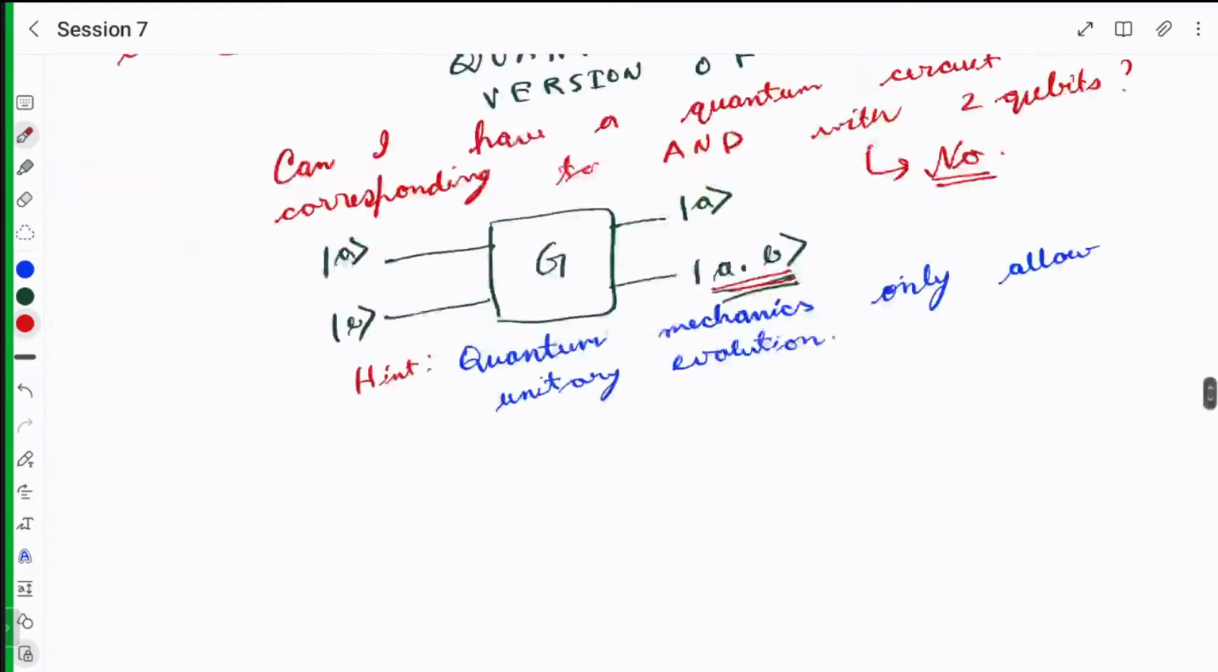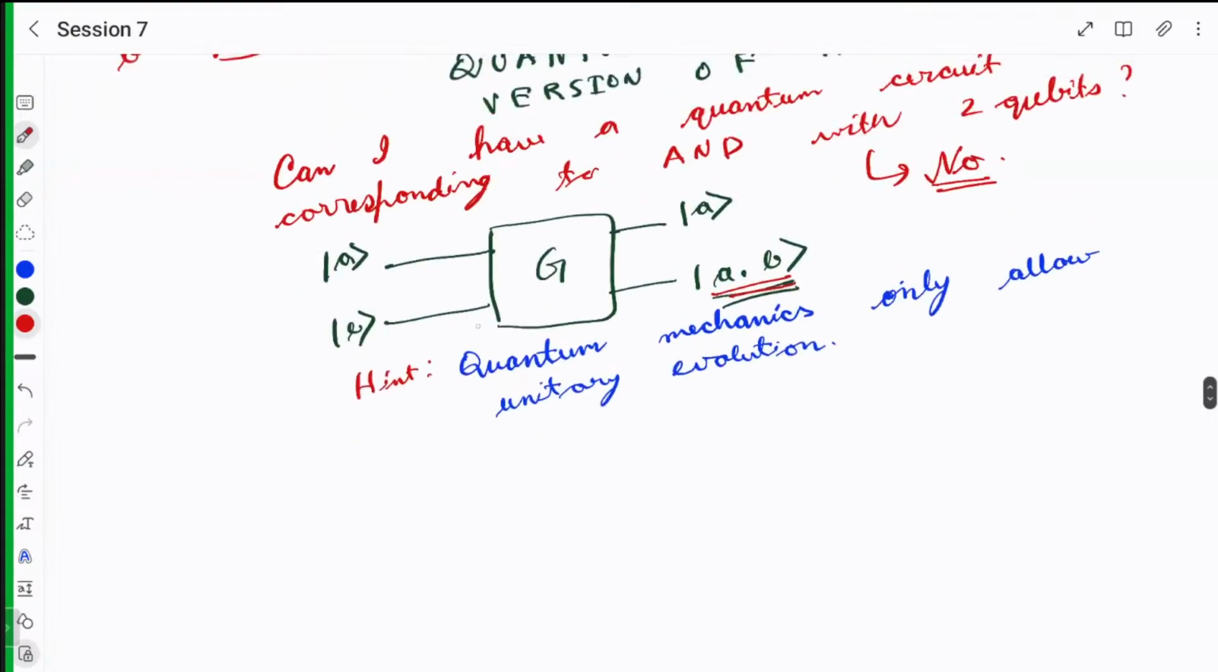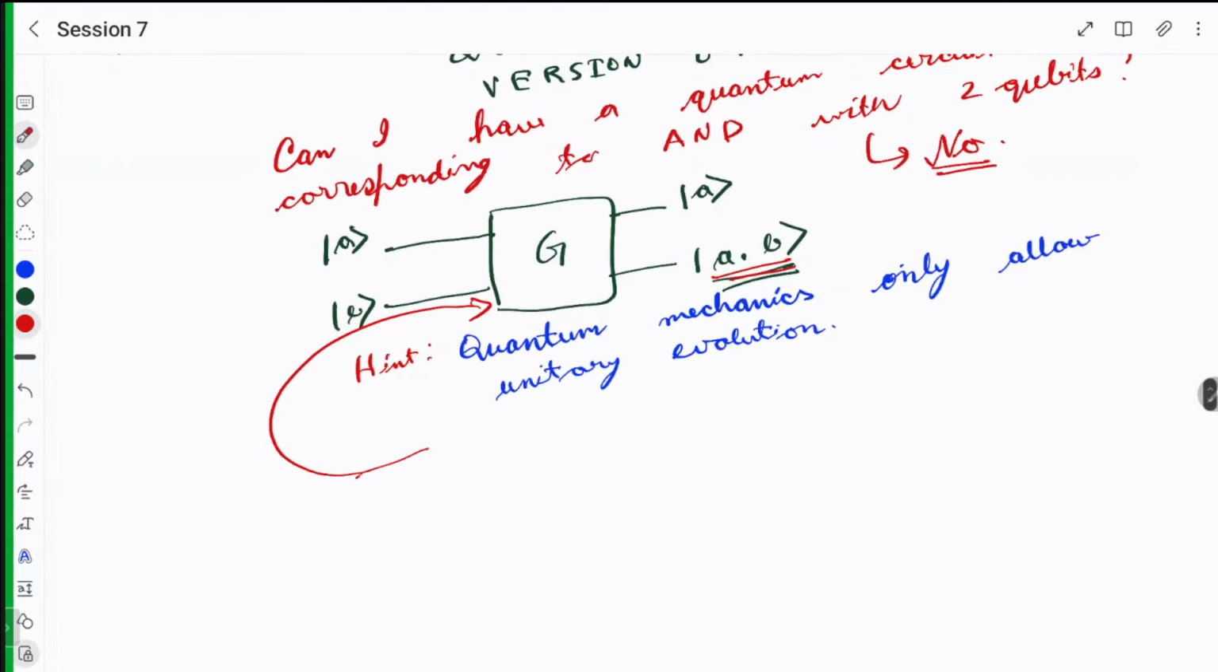What you have to ask, when I am writing a gate like this, is that all quantum gates are unitary operators, right? So you have to ask, is G unitary? If you try to construct a matrix G which does this, you would find that G is not unitary, in fact.